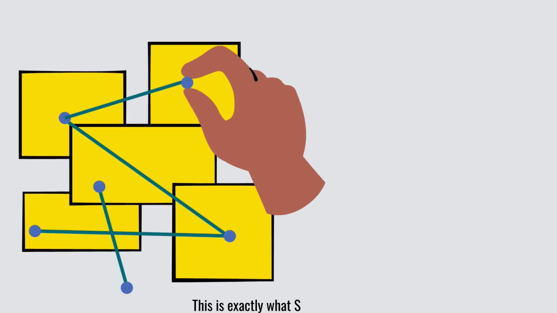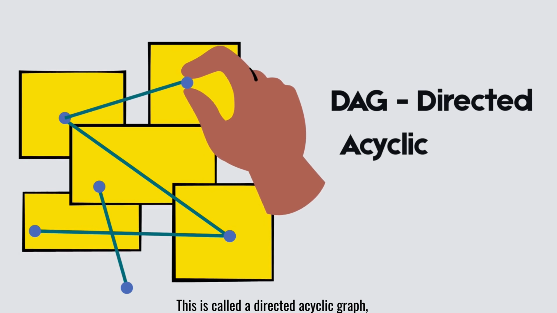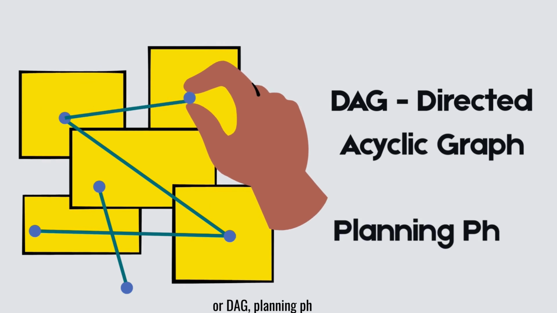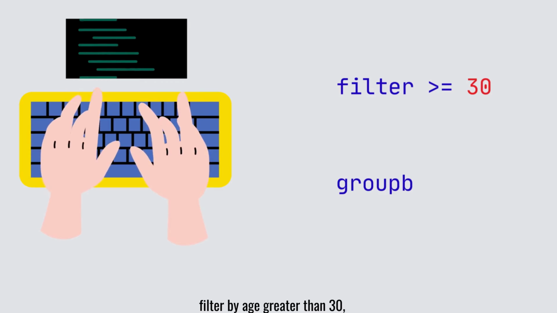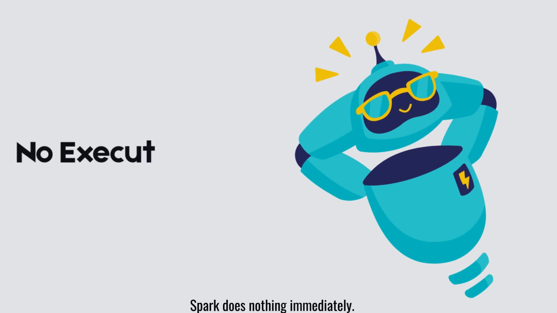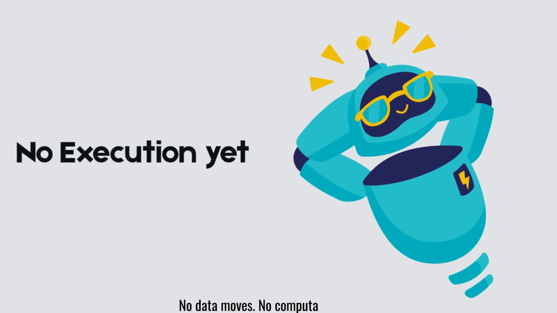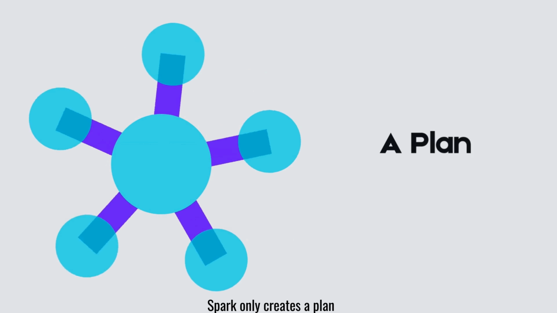This is exactly what Spark does. This is called a directed acyclic graph, or DAG, planning phase. When you write, filter by age greater than 30 and group by city, Spark does nothing immediately. No data moves, no computation runs. Spark only creates a plan.